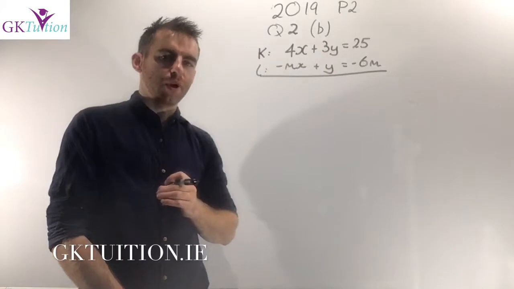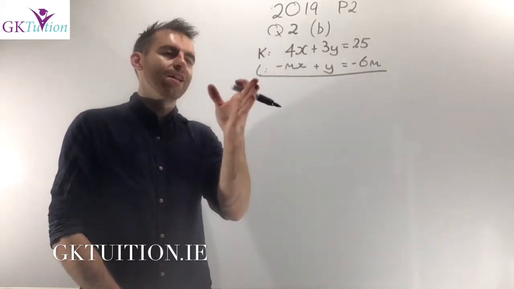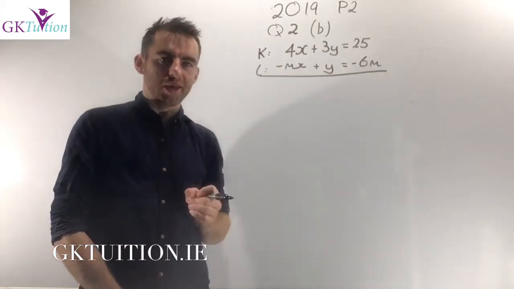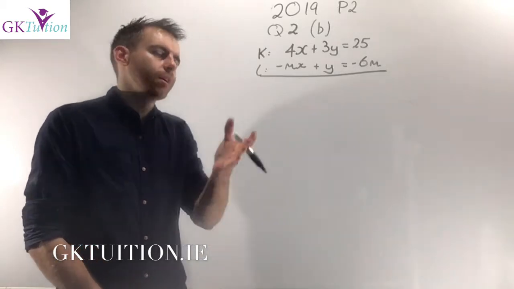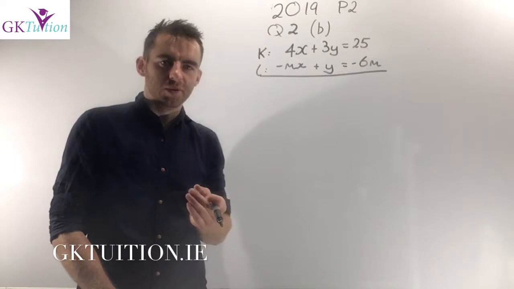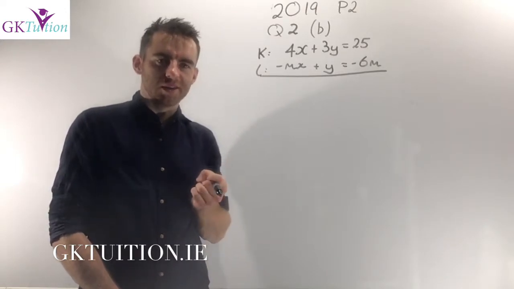In the final part of this question, it gives me the equation of K, which is 4x plus 3y equals 25. It tells me that L intersects K at the point P, and we're asked to find the coordinates of the point P. You should be clear that to find the point of intersection of two lines, you have to do a simultaneous equation.